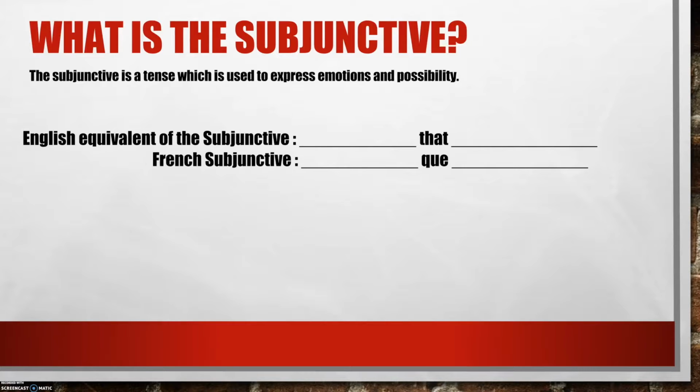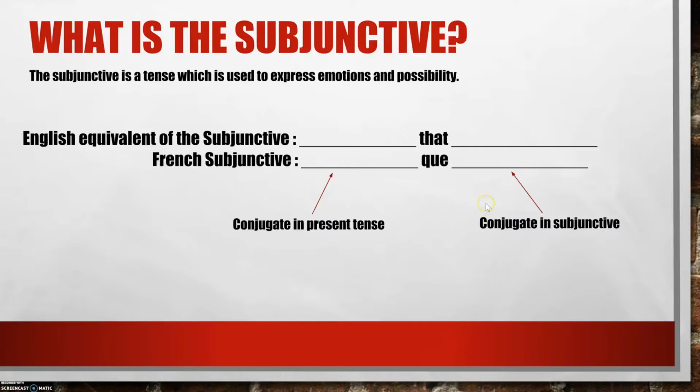The closest English equivalent of the subjunctive is "something that something." And then in French, it's "something que something." As you already saw in a previous present tense video, que means that. So, on the left hand side of this que, you're going to conjugate it in the present tense. On the right hand side of this que, you're going to conjugate it in the subjunctive. That's how you use the French subjunctive.